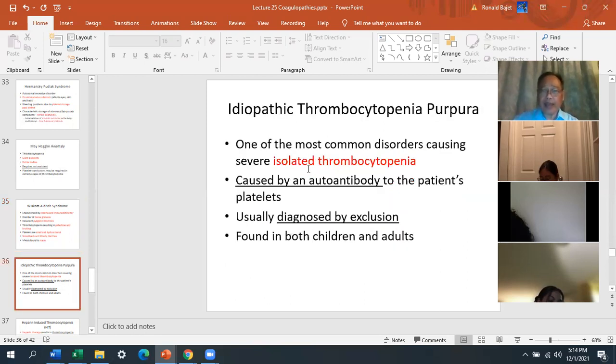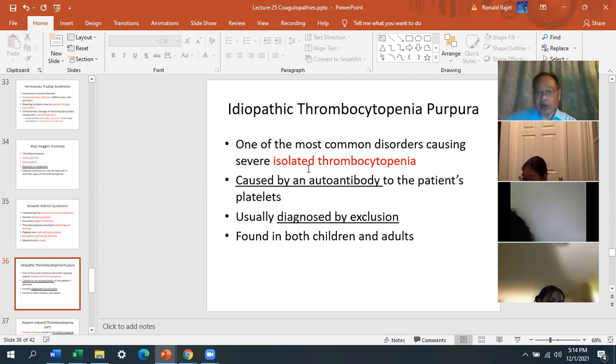All right, idiopathic thrombocytopenic purpura, and that translates into I don't know why my platelets are low and causing bruising. Okay, idiopathic, as you recall, means the doctor doesn't know what causes it. You have a low platelet count, and purpura means you have bruising. So this is ITP, idiopathic thrombocytopenic purpura, and it's one of the most common disorders causing isolated thrombocytopenia.